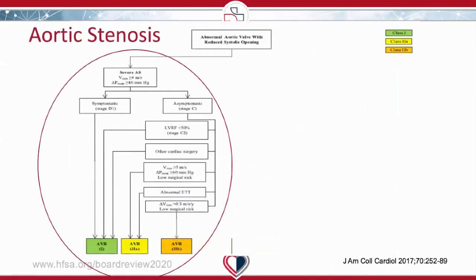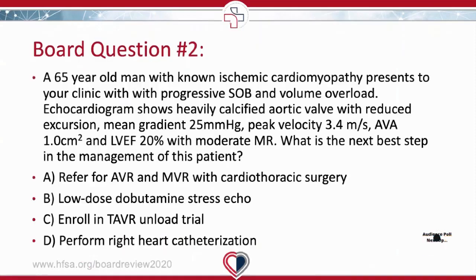So let's move on to aortic stenosis. Aortic stenosis is pretty simple when you think of just severe aortic stenosis with normal ventricular function. You have symptoms and you go ahead and get your surgery. The key point here is that if you have an EF that drops less than 50%, this is a class 1 recommendation for AVR.